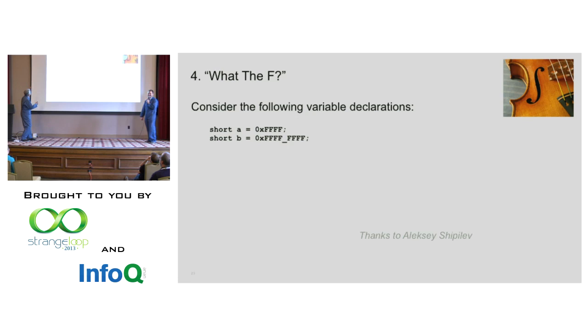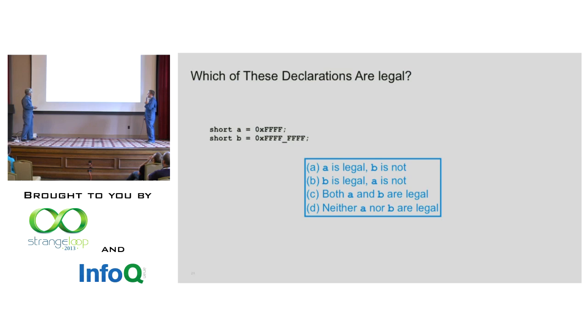And so this is 4 times 4 is 16 bits. And we are trying to shove 32 bits, right? 8 times 4 is 32. So we're trying to shove 32 bits into a 16-bit bag. And you can't do that. So this one's illegal, and that one's legal. So I would have to say that A is legal, B is not, and that would be choice A. 16 bits into a 32-bit bag.